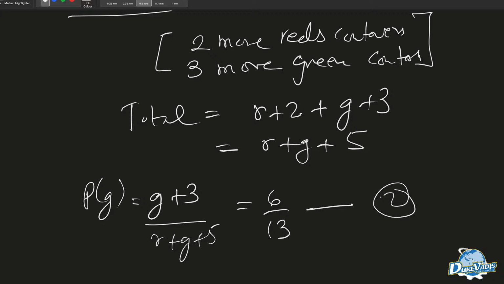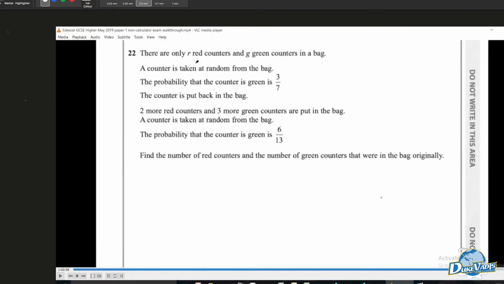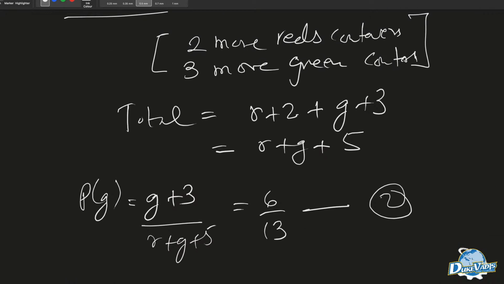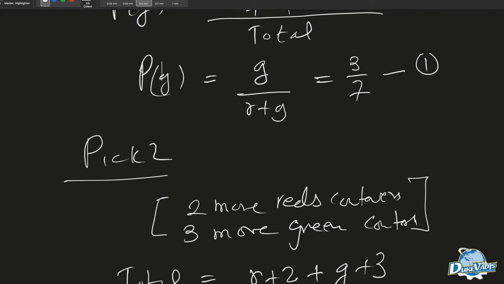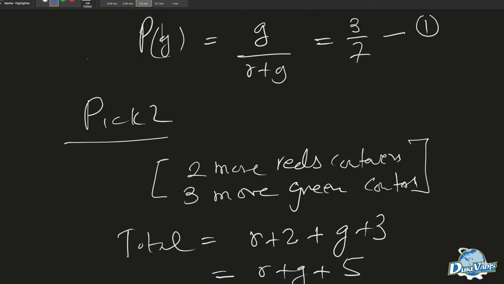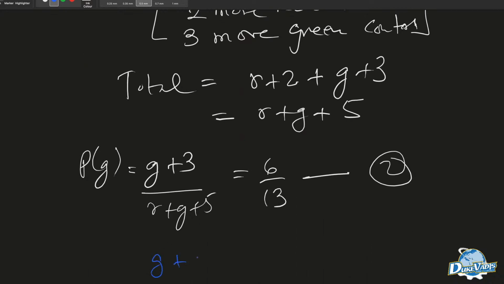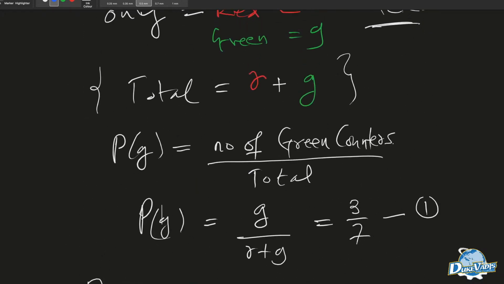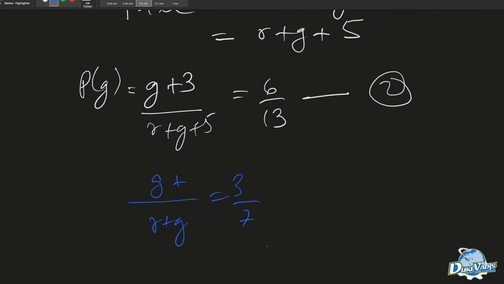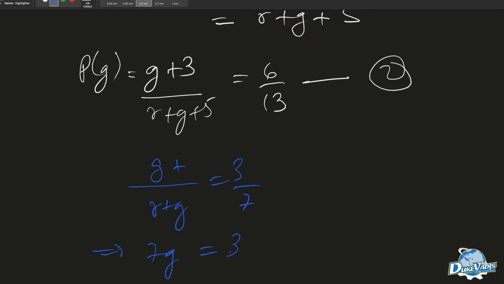What's the question? Okay, last part of the question. Yeah. So the last part of the question, as it says, find the number of red counters and the number of green counters that were in the pack originally. So you see, taking 3 more of the greens, he's talking about the greens, meaning from my equation 1, G over R plus G is equal to 3/7. So I would say this implies that 7G is equal to 3 into bracket R plus G.